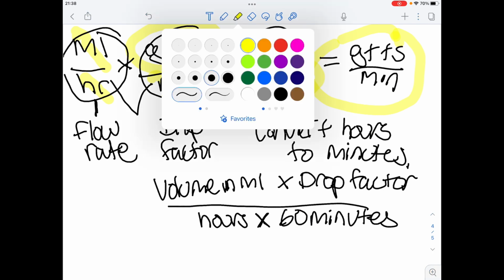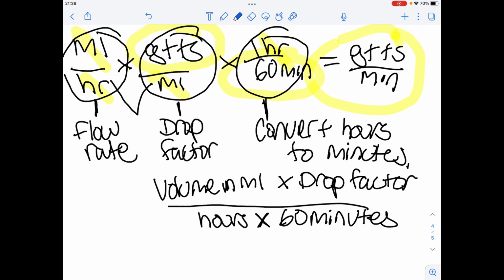I'm going to take a different color highlighter just so I can show this. So this is basically a simplified version of the above because volume you get right here. Drop factor. Remember, if the drop factor is 60, you can just fill in 60. For the dimensional analysis one, you would have to put 60 drops over milliliters, but this is where your drop factor is. The hours, converting hours and minutes, remember right here. So right here is where you get this part. So this is just a more simplified version of the above.